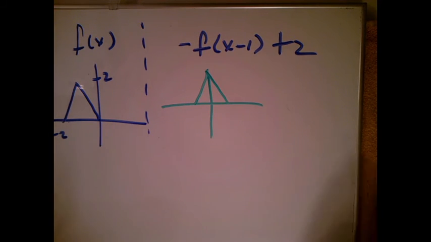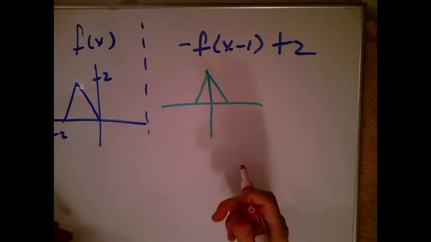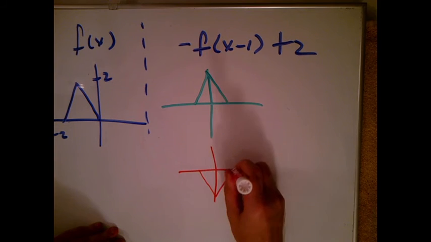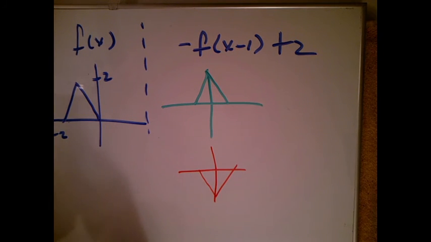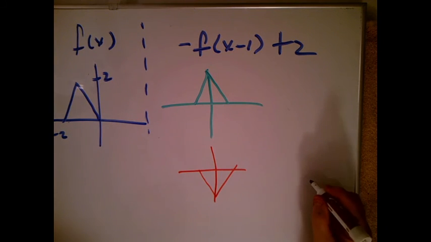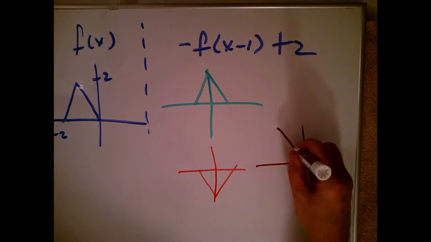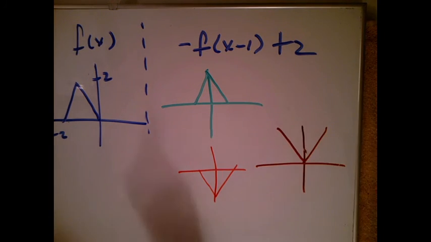The next thing I want to do is flip it upside down. And so I'll put that one in red. So it's going to turn it, and it's going to go like this. That is a reflection. Finally, I want to take that whole graph and add 2. It's just going to lift up the whole thing 2. And I'm going to get something that looks like this. And we get our graph.